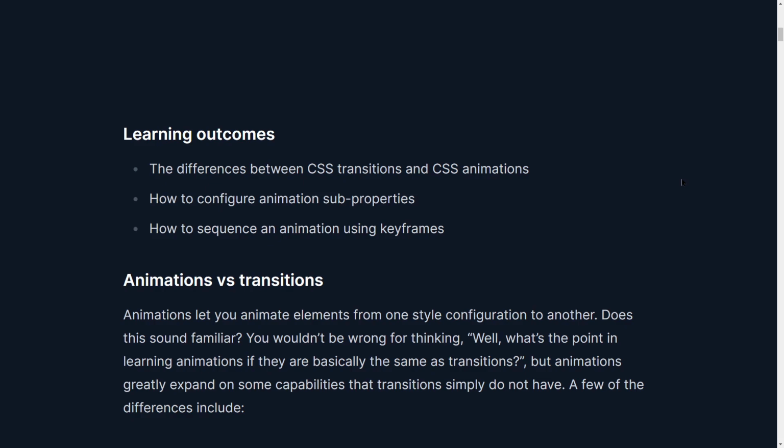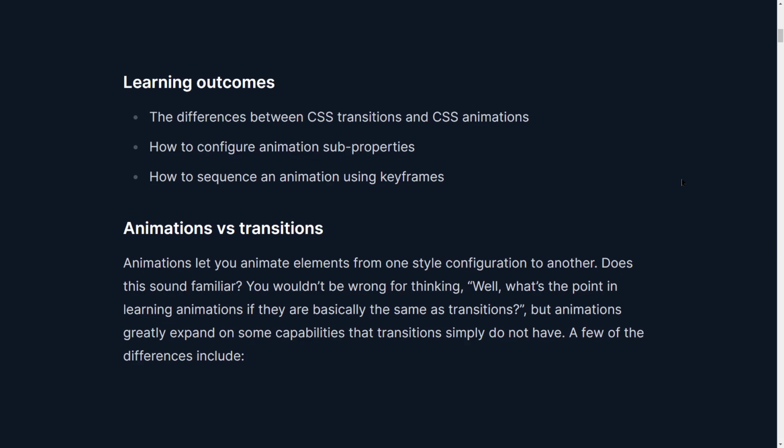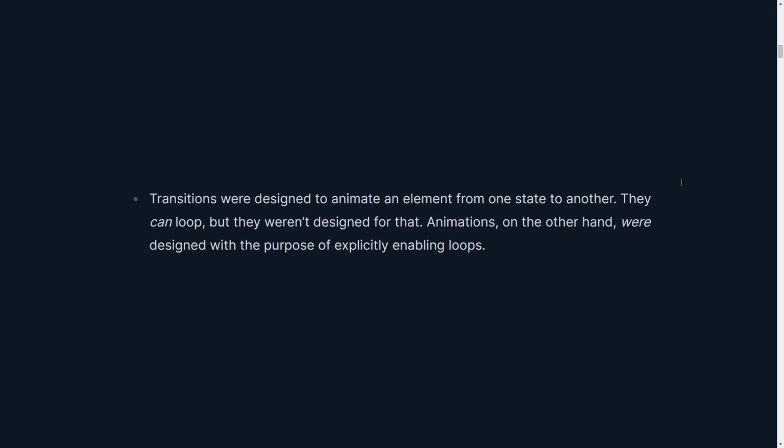Animations versus transitions. Animations let you animate elements from one style configuration to another. Does this sound familiar? You wouldn't be wrong for thinking, well, what's the point in learning animations if they're basically the same as transitions? But animations greatly expand on some capabilities that transitions simply do not have. A few of the differences include: transitions were designed to animate an element from one state to another. They can loop, but they weren't designed for that. Animations, on the other hand, were designed with the purpose of explicitly enabling loops.